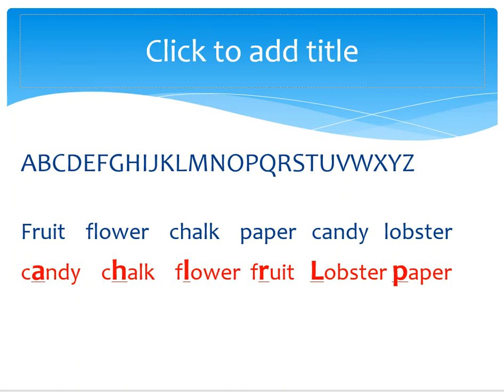Lobster came next. And remember, I capitalized that L just so you could tell that it was an L and not an I. Lobster. And then paper came last because P is the farthest toward the end of the alphabet.